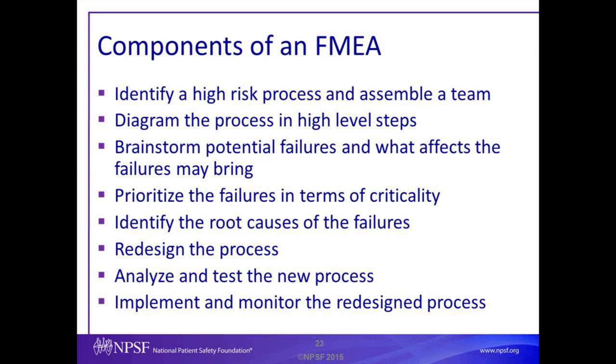To use FMEA, identify a high-risk process that is coming up at your facility. Maybe you're about to open a new cath lab or create a stroke center. With FMEA, we use diagrams to think about the process at a high level and brainstorm potential failures that could be involved. We might brainstorm a number of areas, which we then have to prioritize. Then we can begin to identify the root causes of each failure so we can fix these potential defects before they happen, redesign the process, analyze that again, and test it. By the time we implement the redesigned process, we've taken some of the risk out, identified some of the pitfalls, and removed them before they led to harm.